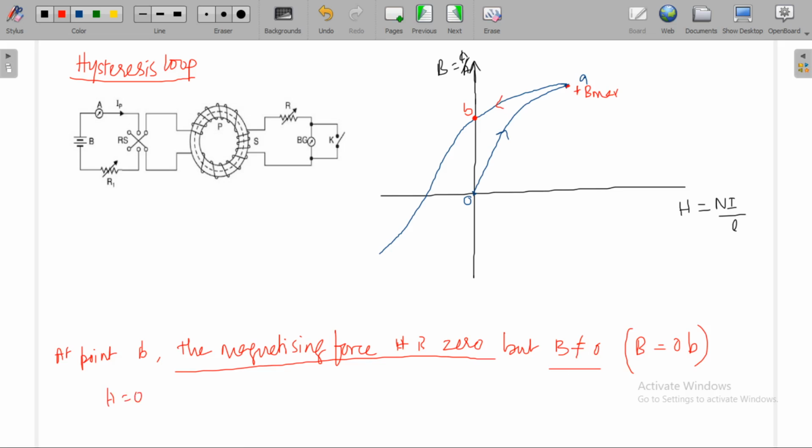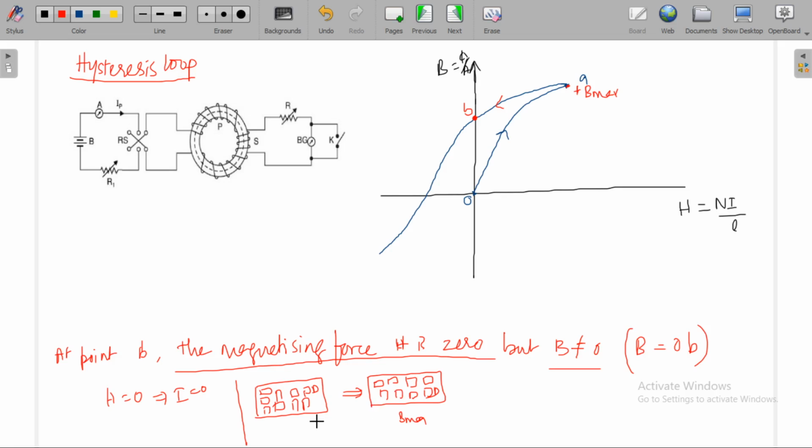H is 0 means current is 0. First, we took some magnetic material. Randomly distributed domains are present in this magnetic material, right? Then after you magnetize this material by applying some external force, it will get magnetized like this. All domains will get aligned themselves in one particular direction, reaching its maximum value, B max.